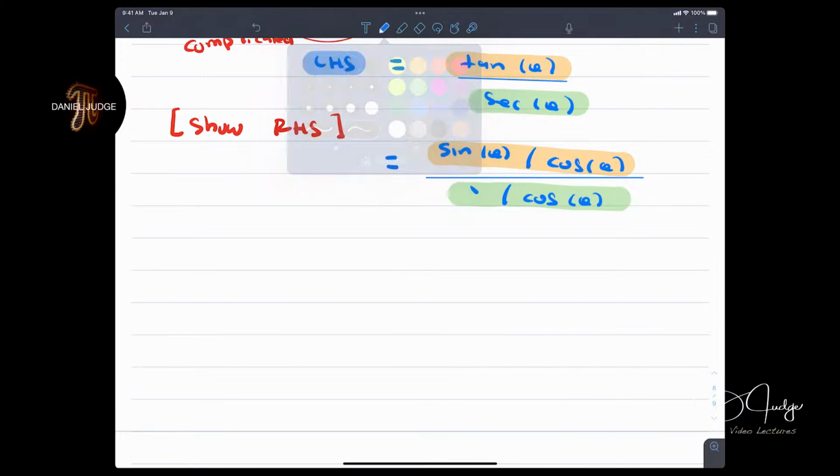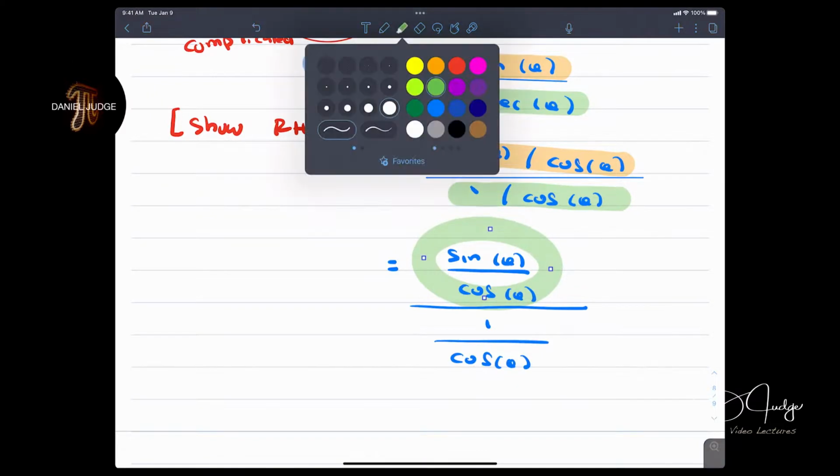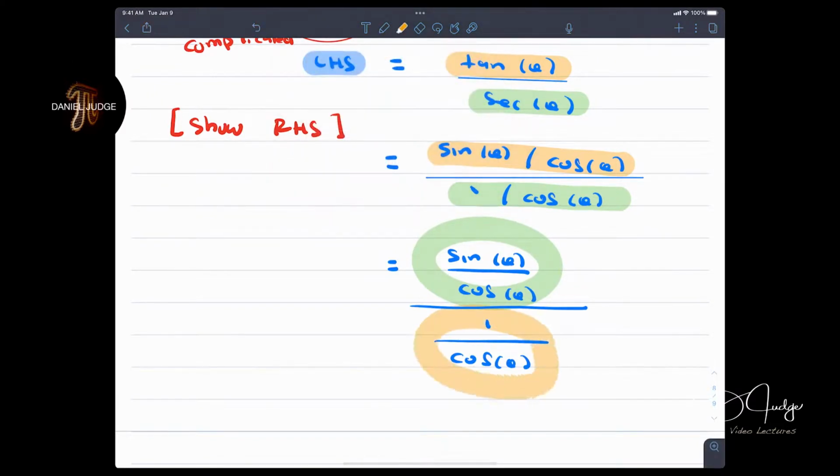Then you now say, okay, well, what does this do for me? Well, take a look at what this really means here. You have to understand you're looking at a complex fraction: sine theta over cosine theta divided by 1 over cosine theta. This is a complex fraction. This was the green portion we just did. And then this was the orange portion we just did.